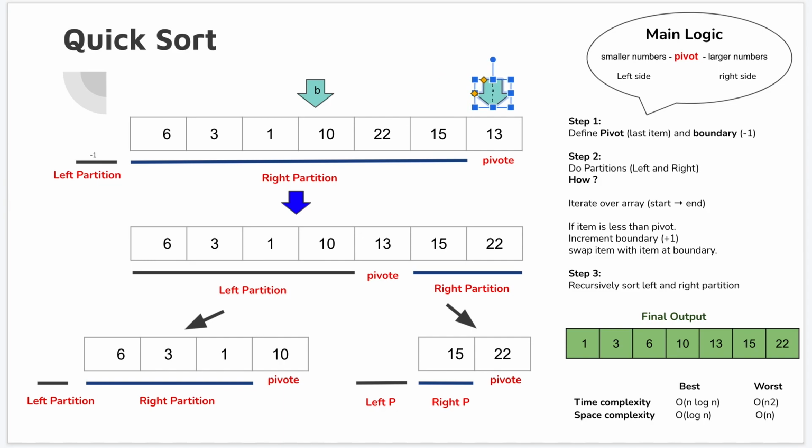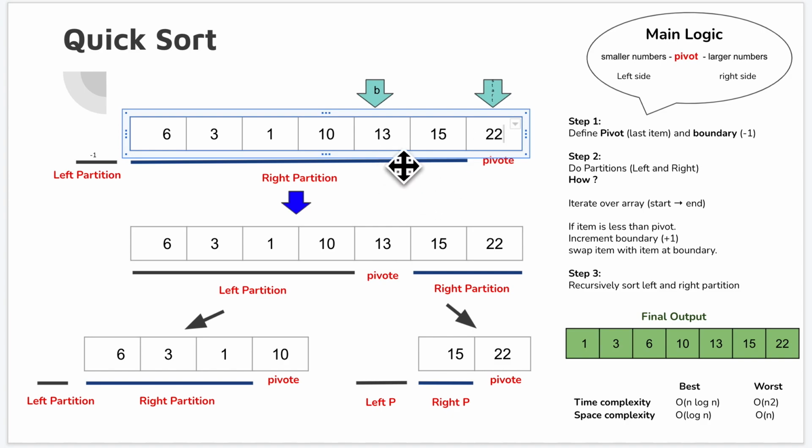Oh, we touched the pivot. When we get to the end of the array, what do we have to do? We have to just increment the boundary again and swap the pivot and boundary, 13 and 22. Cool. So this is the first iteration we did. What you can see is we derived the same array, 6, 3, 1, 10, 13, 15, 22. So what we did was fix the position of the pivot, right?